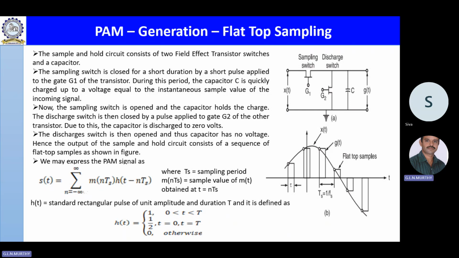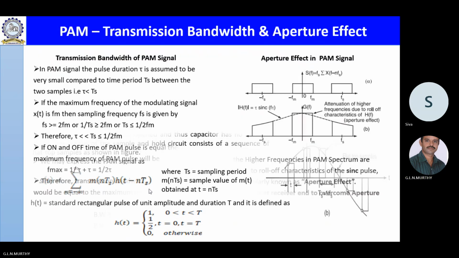So this is how we generate a pulse amplitude modulated signal using three techniques: ideal, natural, or flat top. Which is best? Flat top is best. Why best? As the amplitude is constant, we can easily discriminate between noise variations and message signal variations. And this is the time domain representation of the PAM signal generated through flat top sample.